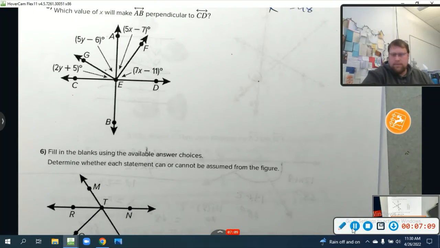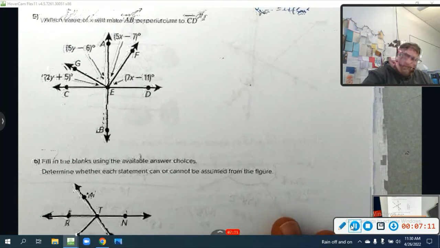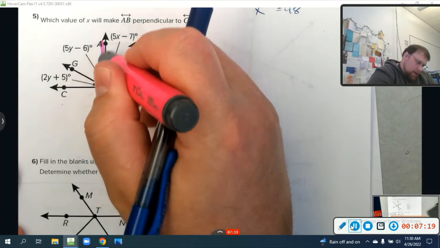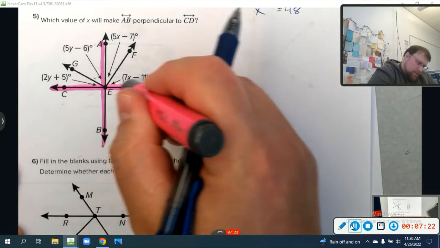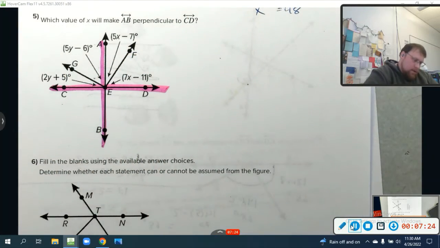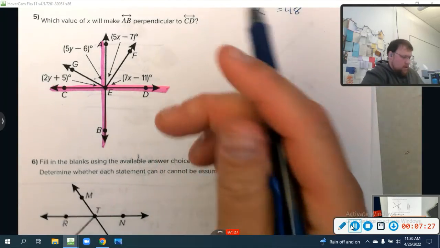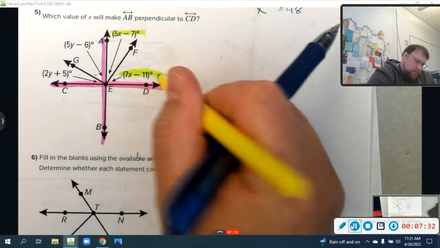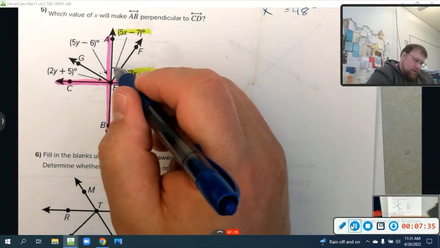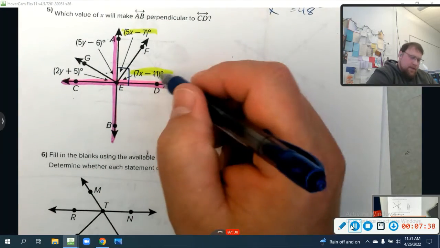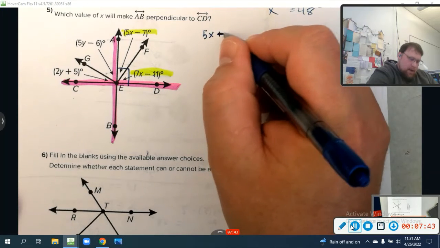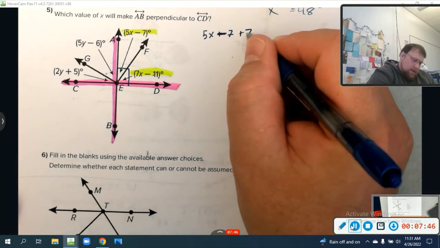Okay, let's look at number 5. Which value of x will make AB perpendicular to CD? So let's look at AB, and we have CD. Since we're looking at x, I'm going to highlight everything with an x, these two angles. So if I want it to be perpendicular, this should be a total of 90 degrees. So that means these two equations should add to 90 degrees. So 5x minus 7, and plus 7x minus 11 equals 90 degrees.